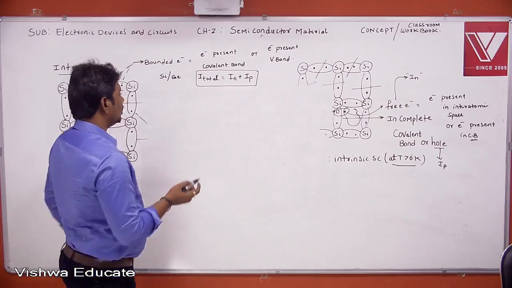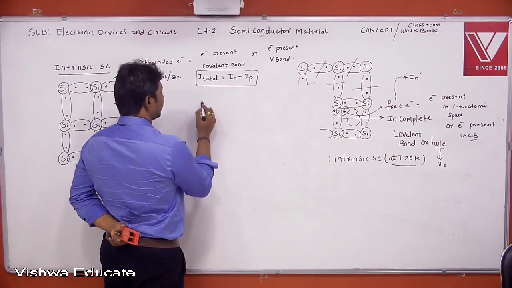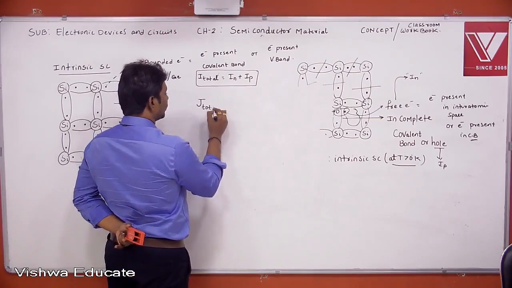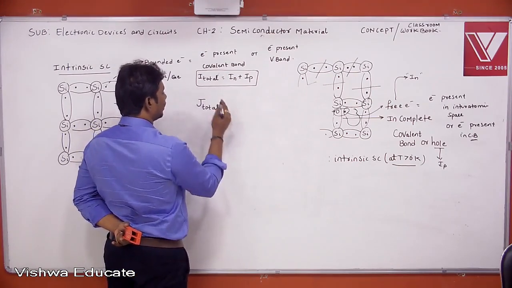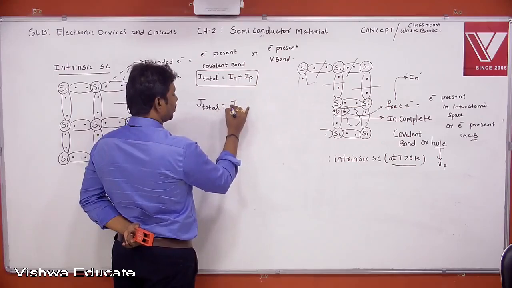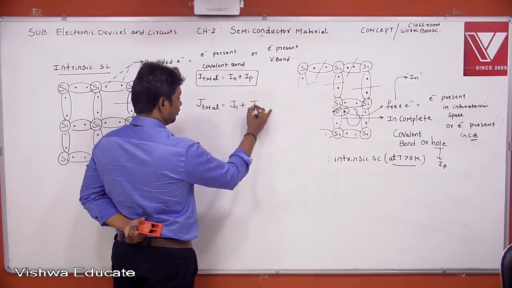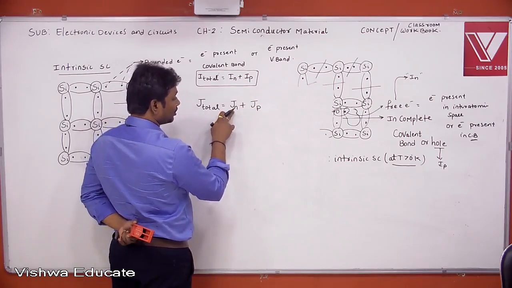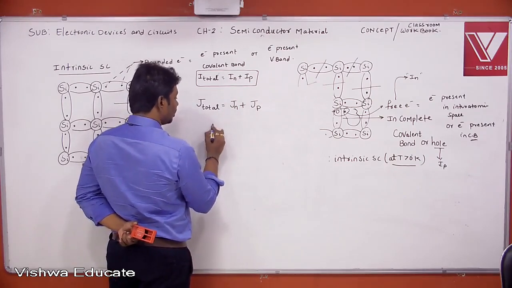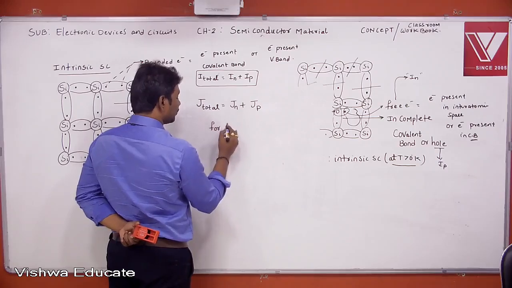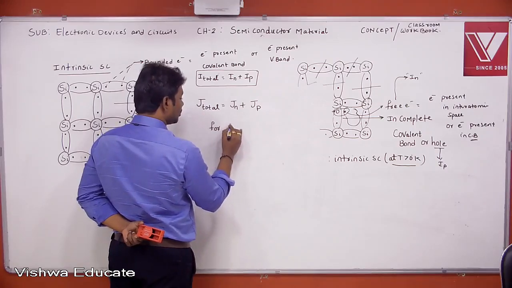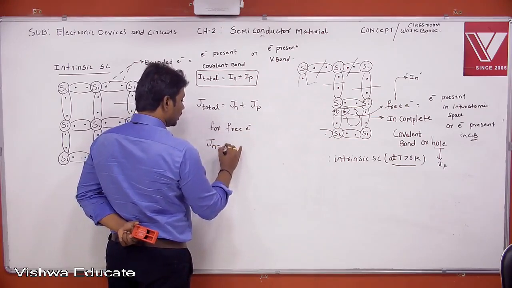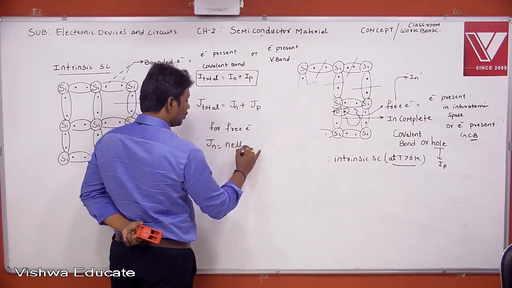This is in terms of current. What is the same equation in terms of current density? J total. What is current density? Current per unit area. So J total equal to Jn plus Jp. Jn is the current density due to free electrons, and for free electrons this current density is n into e into mu_n into E.